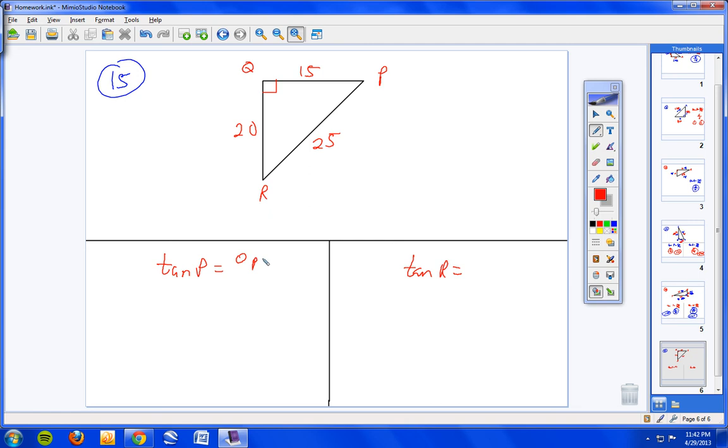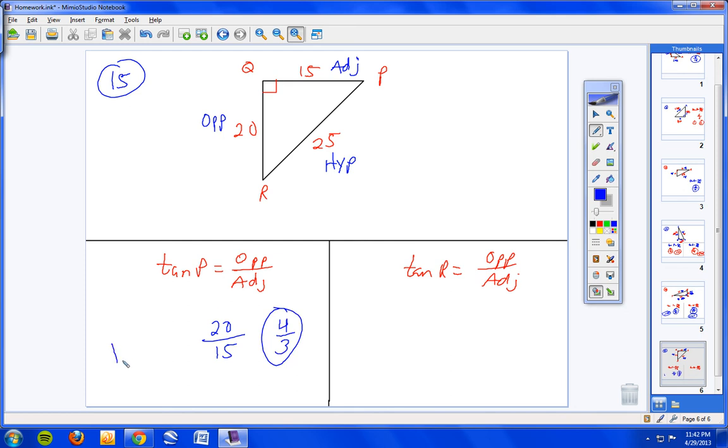And of course the formulas are the same, opposite over adjacent and opposite over adjacent. All right, let's start with P. Take your pencil, tangent of P, put your pencil on P, go straight across. That's your opposite side. Of course, here's your right angle, so this is your hypotenuse, and the only side left is 15. That's going to be your adjacent. So the tangent of P is opposite over adjacent, so 20 over 15. Reduce that by 5, and you'll get 4/3. And they want the decimal equivalent, so it'd be 1.3 repeating. 4 divided by 3.